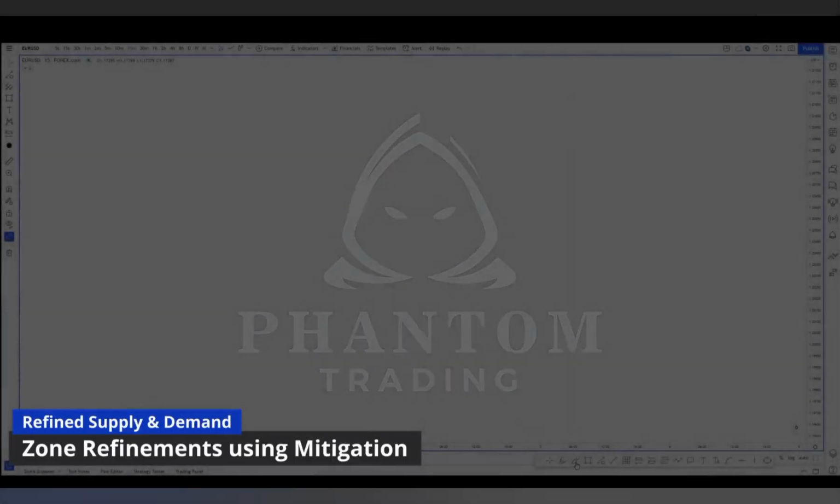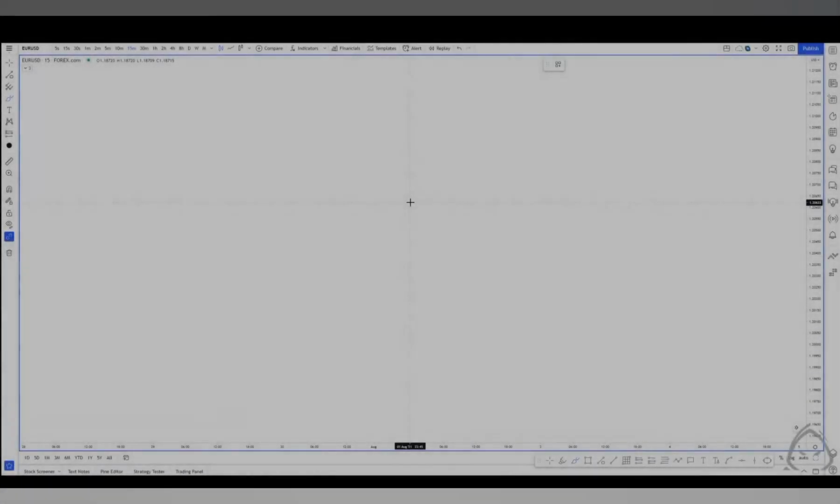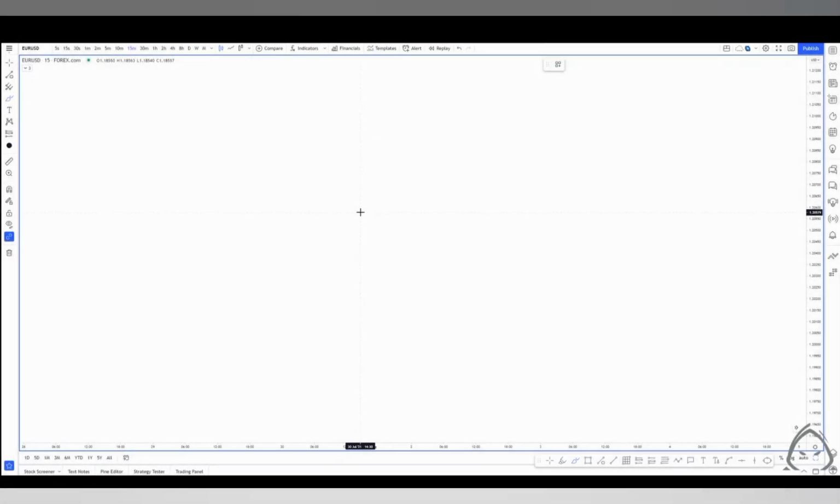The final probability increaser that we can use for supply and demand zones is the concept of mitigation. And what is mitigation? It's essentially price tapping into a supply or demand zone. So what we know is we have a sweep of liquidity and a break of structure that improves the quality of a supply zone that we're seeing.